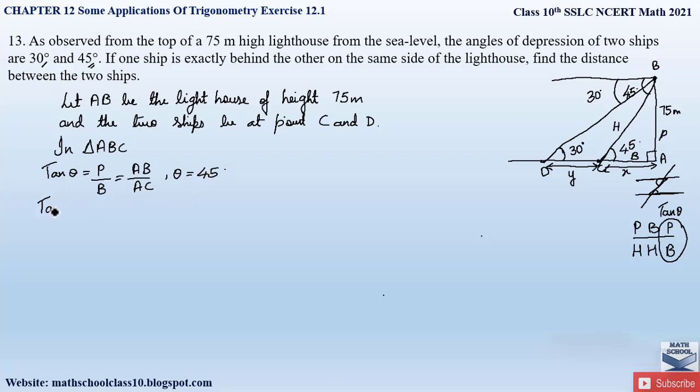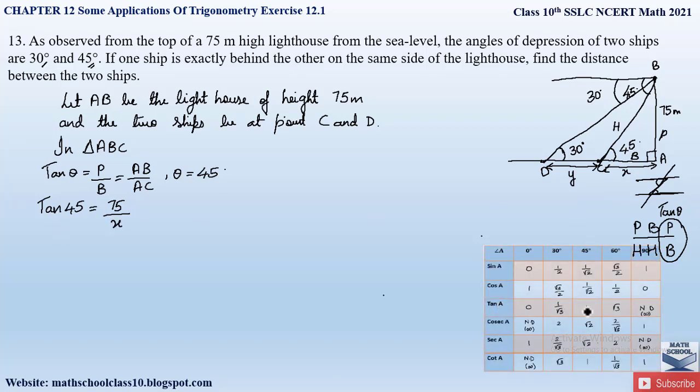So tan 45 is equal to, AB is given here as 75 and AC here we have taken as X. So tan 45 from our trigonometric table is 1. So 1 is equal to 75 divided by X, or X is equal to 75 meter. Okay, so we found out the X value.